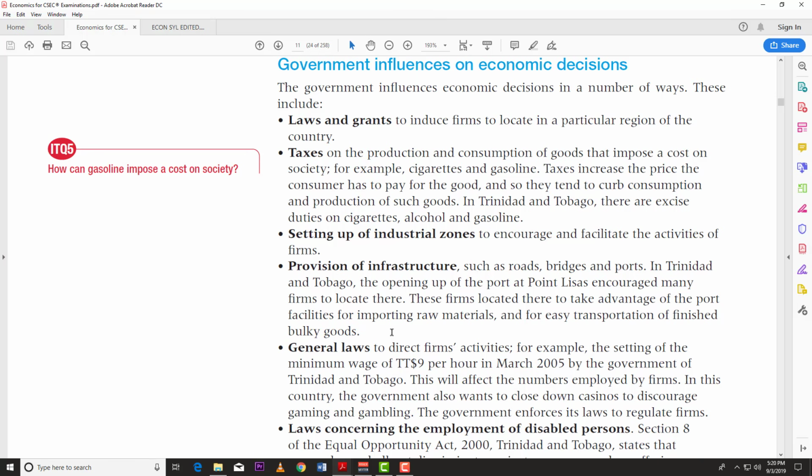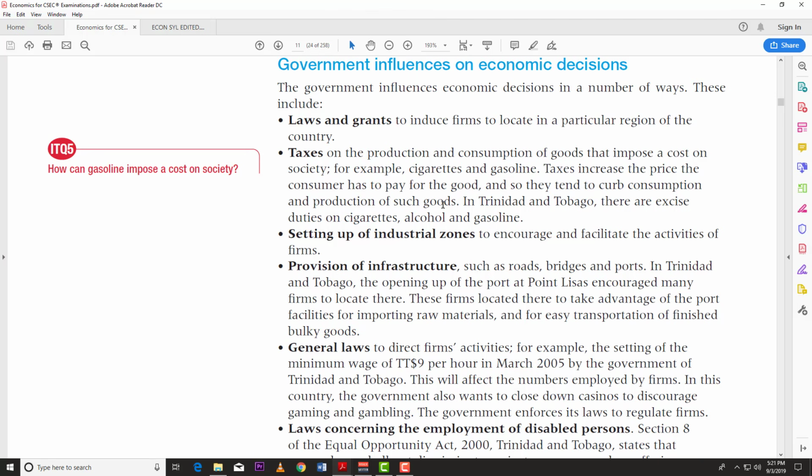Next one, setting up industrial zones to facilitate the activities of firms. So we looked at that earlier, where governments actually set up what you call industrial sites, industrial parks, so that all the manufacturing occurs in a certain area. You don't really want to spread it across the country because you don't want people suffering from asthma and those kind of things to be affected in residential areas. You don't want, if you have a pig farm or something in a residential area, foul odors popping up where people live. So zoning can help to influence where firms locate.